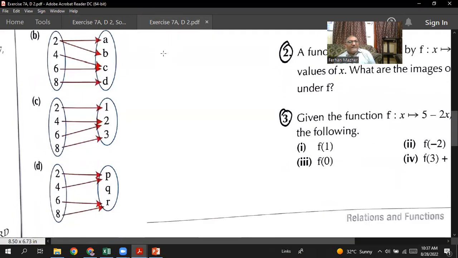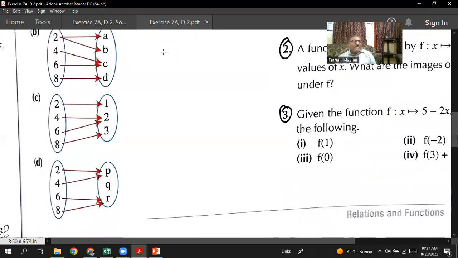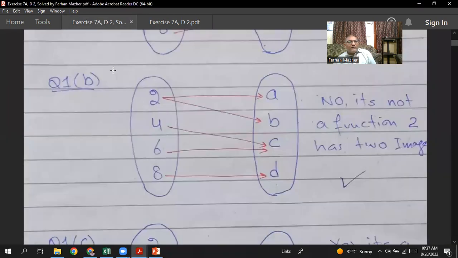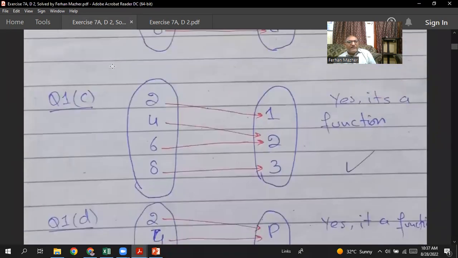Okay, C part. Here on your screen, you can see the C part. So I will show you how this is done. The 2, its image is 1, 4, its image is 2, 6, its image is 2, 8, its image is 3. So every domain member has an image, and none of them has two images. So yes, it's a function. This is how you do it.